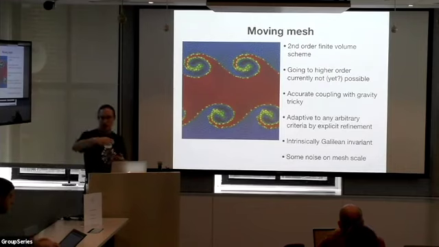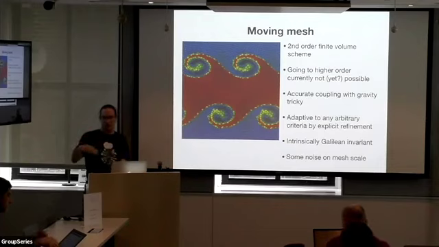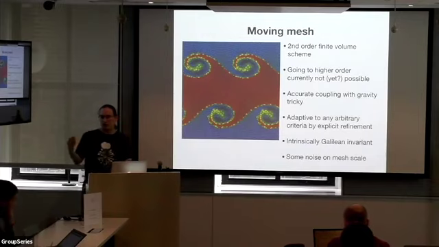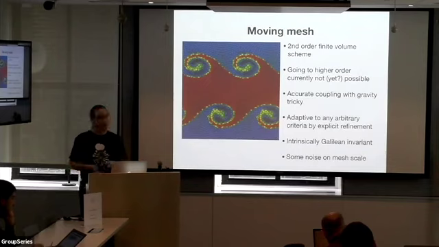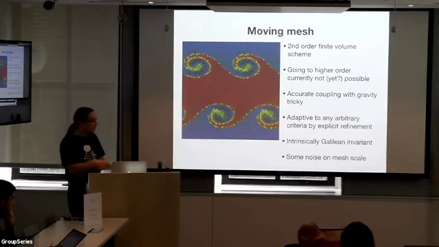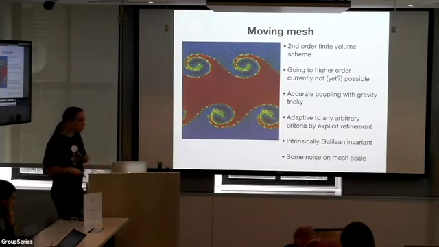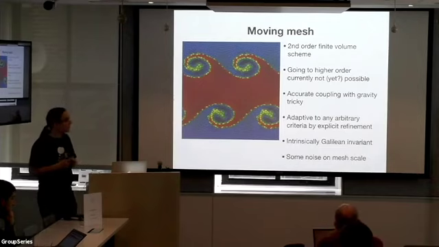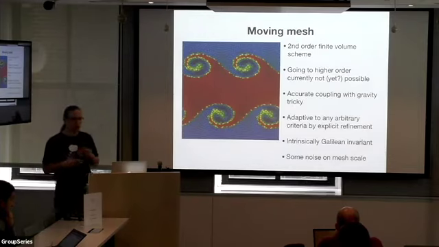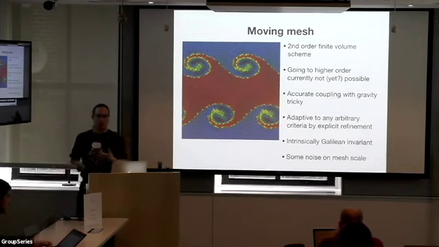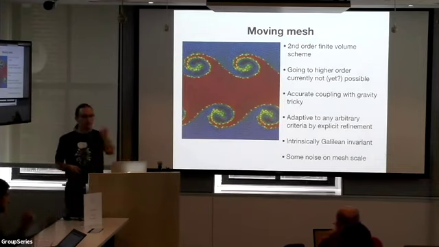Yeah, it's intrinsically Galilean invariant, because if you start with the velocities of the cells as the gas velocity and then just do a correction that doesn't depend on the absolute velocity, then you can really show that if you boost the whole thing, you get essentially identical results. One small downside of this is that because you move your mesh-generating points around and you have these correction velocities, there's always some kind of noise on the mesh scale that you can beat down by doing this better, but there's always some kind of noise.